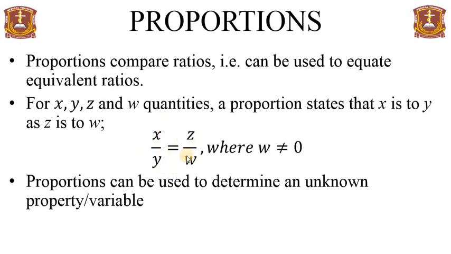So when we compare ratios, we are talking about proportions, where in this case w is not supposed to be equal to 0. Now, proportions can be used to determine an unknown property or variable. In other words, you can find z given x, y, and w. So you're supposed to find this value by doing that comparison.